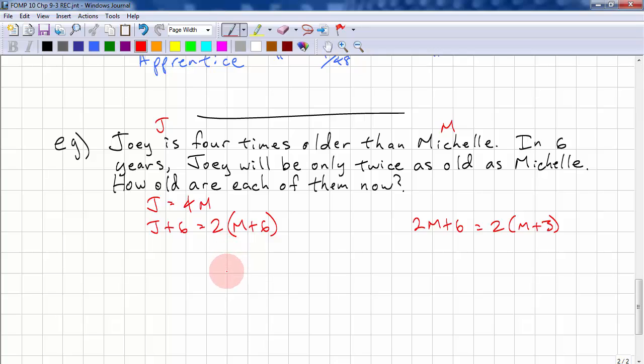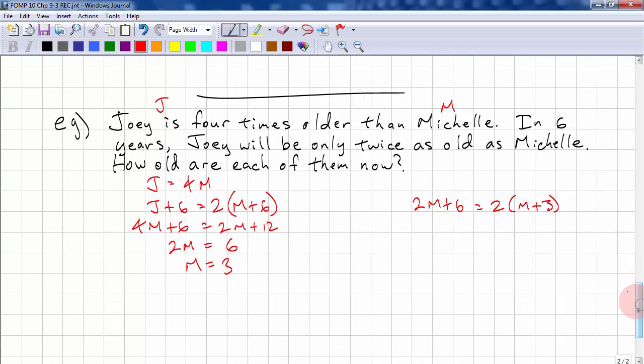Okay, so logical choice, J, substitution. 4m plus 6 equals, and we're going to expand this, 2m plus 12. Bring the 2m over to this side, so it's negative 2m, that's 2m. Bring the 6 over to this side, it becomes negative 6. So we have 12 minus 6 is 6. Divide both sides by 2, m equals 3. Plug this back in, and we get j equals 4 times 3, and that's 12.